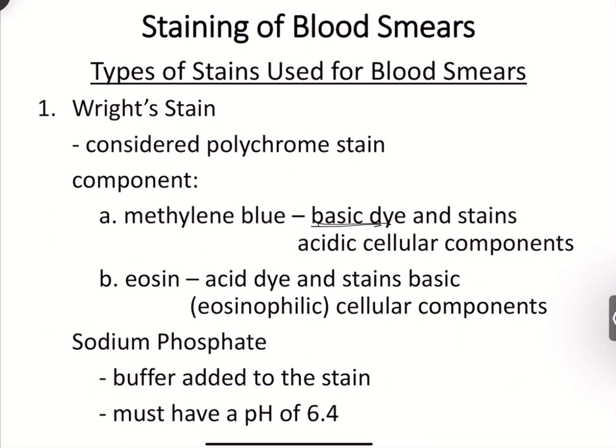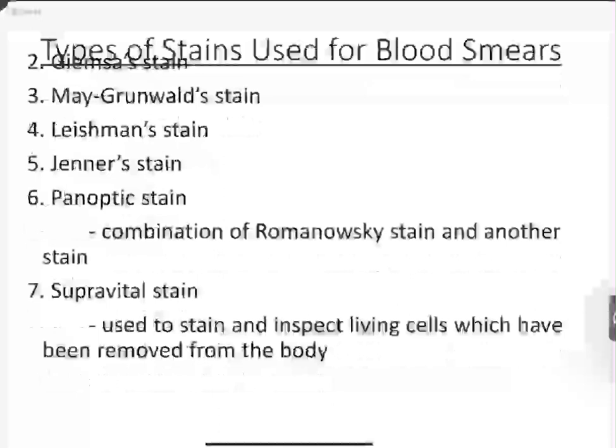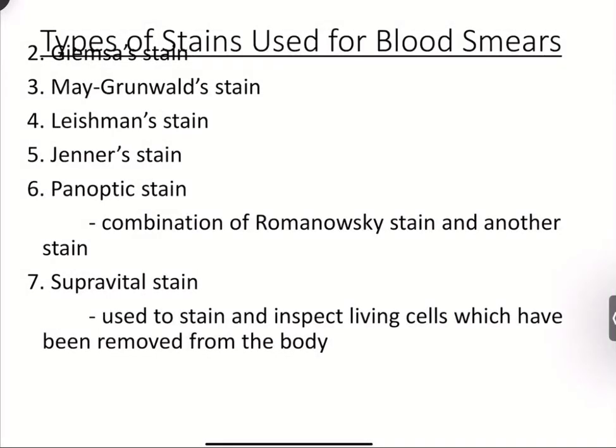You also have buffers, like your sodium phosphate, that has a specific pH of 6.4. This maintains the pH of the stain to have an effective effect on the basic and acidic cells. Other stains you have are Giemsa, May-Grünwald, Leishman's, Jenner's, and Panoptic stain. Your Panoptic stains are a combination of Romanowsky stain and another stain.